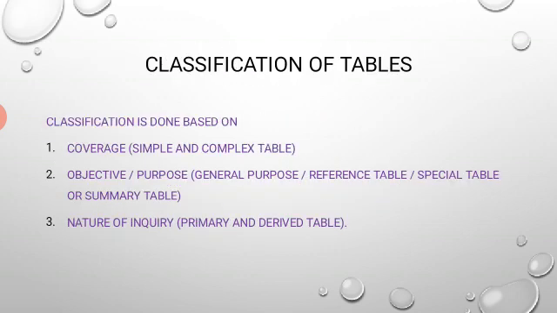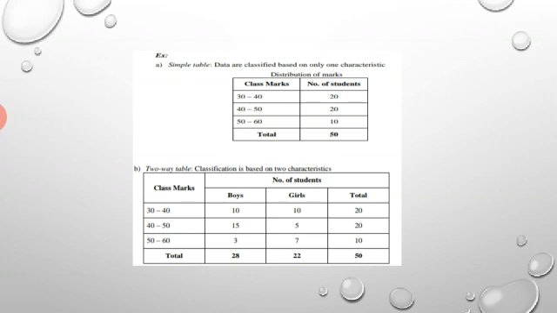Classification of tables. Classification is done based on coverage, objective or purpose, or nature of inquiry. For example, simple table: data are classified based on only one characteristic, that is, distribution of marks. Two-way table means classification based on two characteristics. For example, the class marks and the number of students is a simple table.